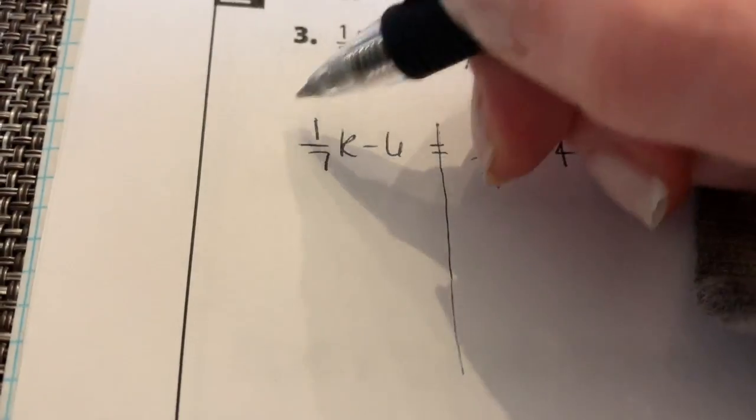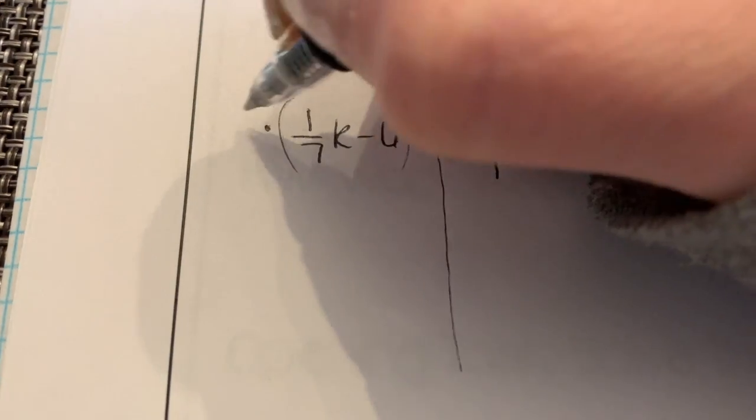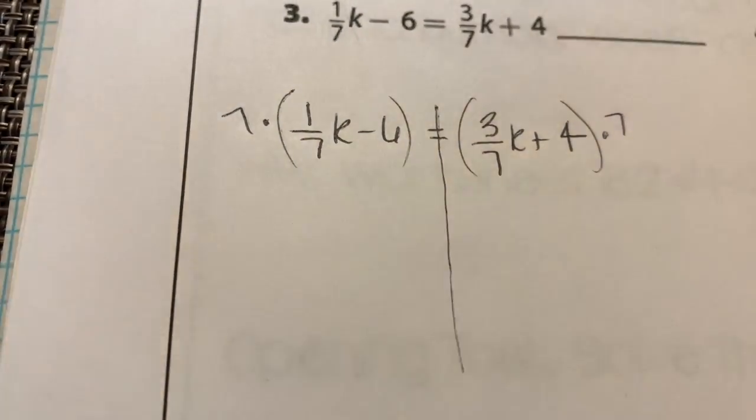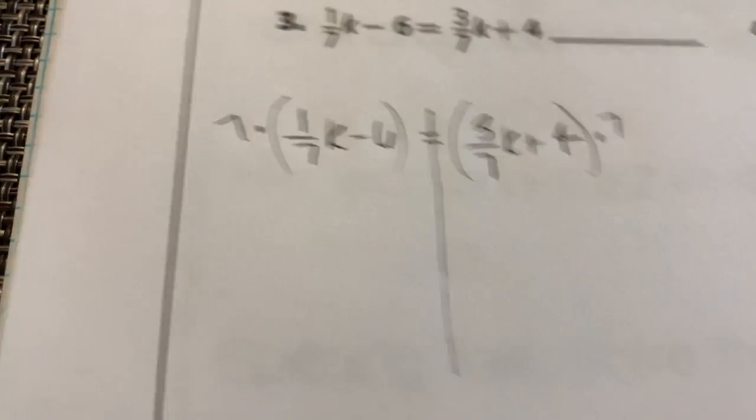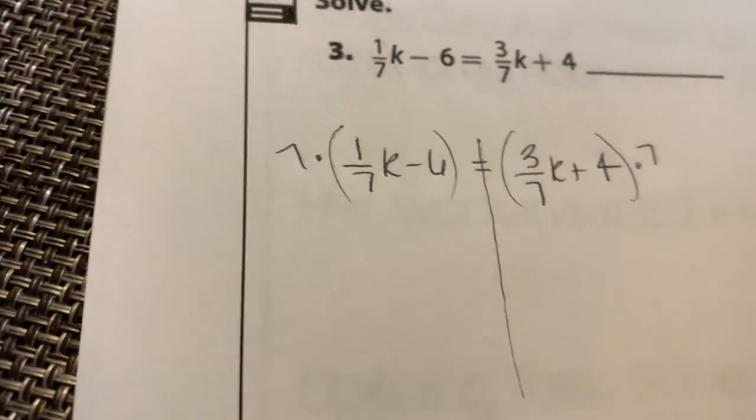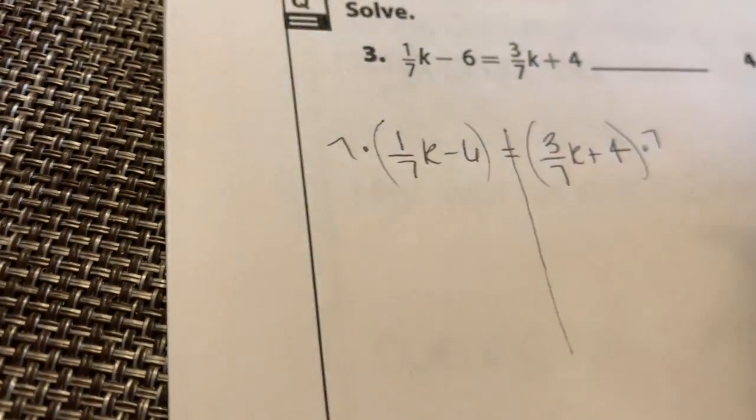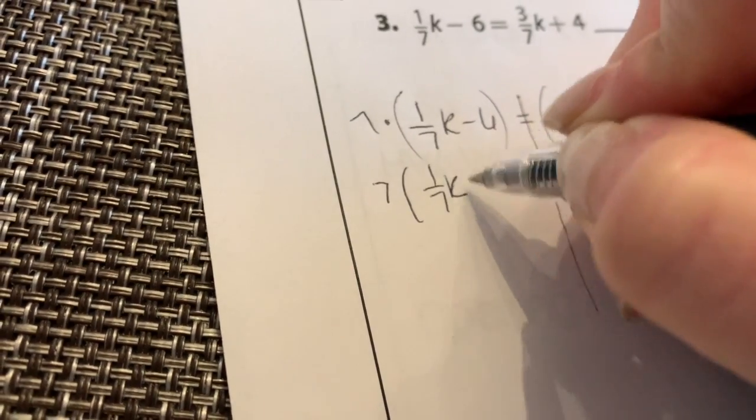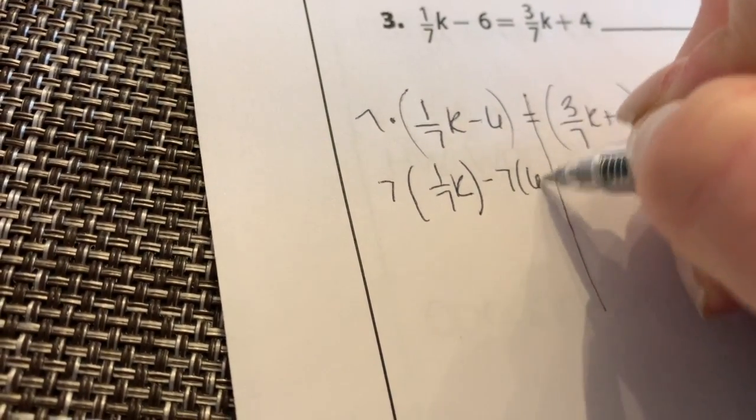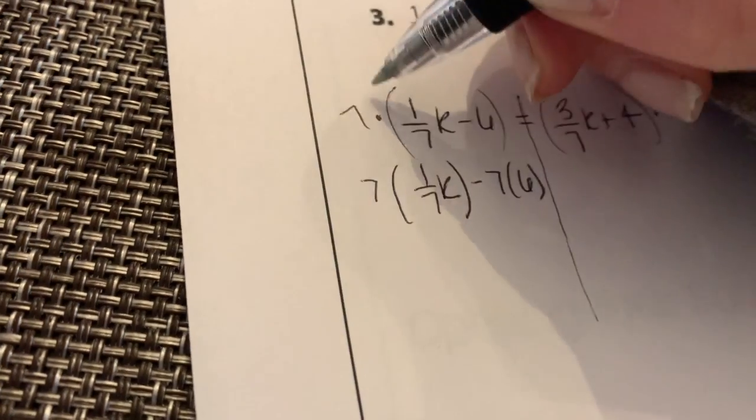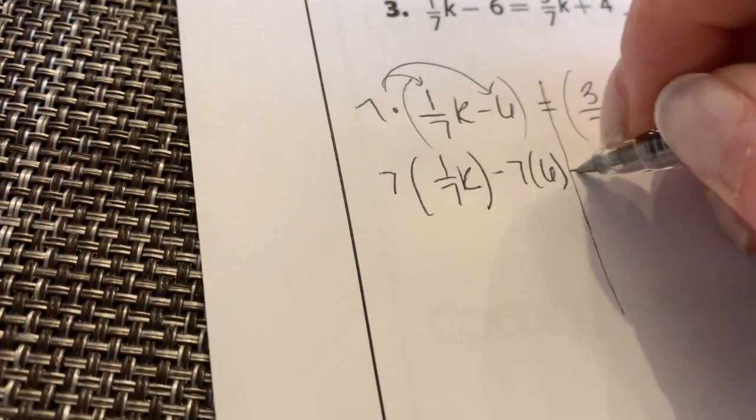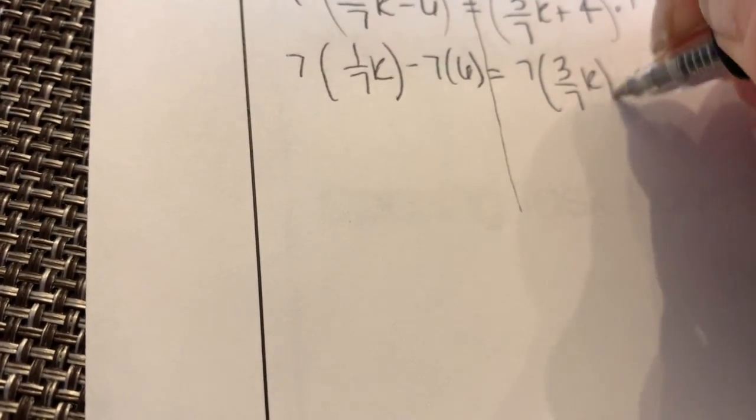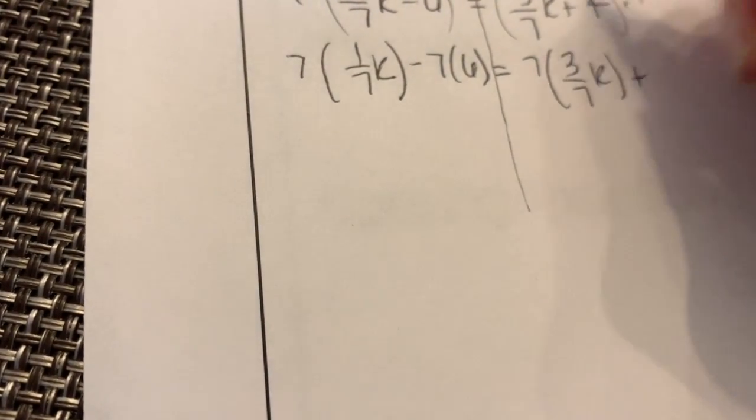So what I'm going to do is I'm going to multiply this entire side of the equation and this entire side of the equation both by 7 so that I can get rid of those denominators. So what that means is I'm going to multiply each piece of each of these by 7. So I'm just going to break it up, okay? So this is 7 times 1/7k minus 7 times 6. So you're basically just distributing, okay? And this is equal to, now this is 7 times 3/7k plus 7 times 4.